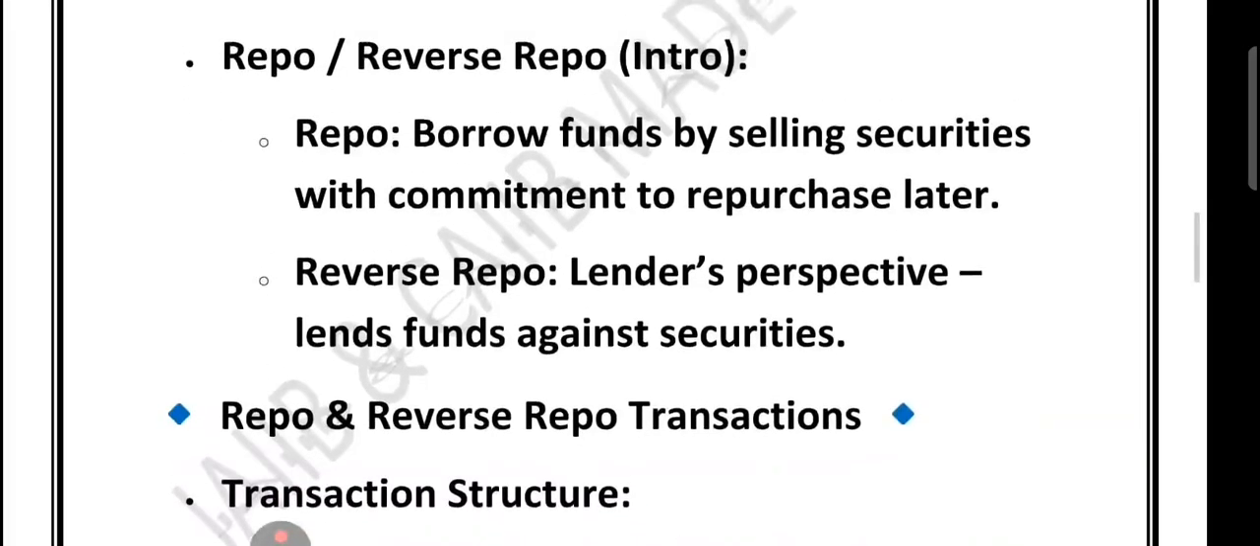Then we have the repo and reverse repo. Repo means you borrow funds by selling securities with an agreement to repurchase later, and reverse repo, from the lender's perspective, means you lend funds against securities, earning interest. So repo and reverse repo are the backbone of short-term liquidity management and the money market.